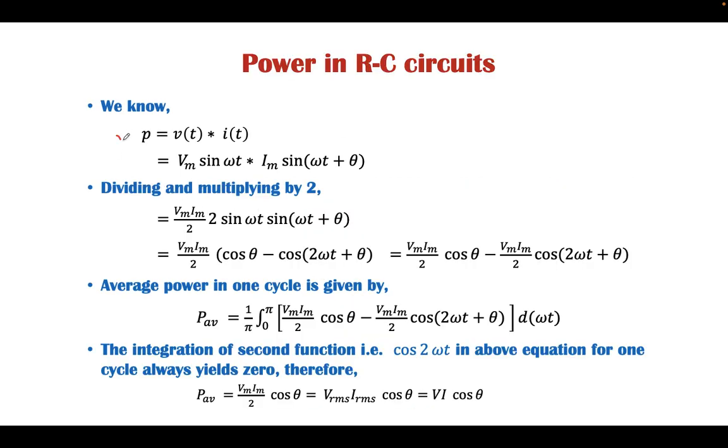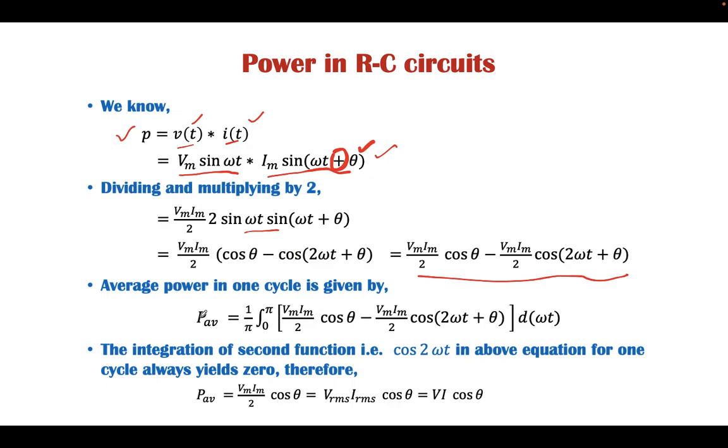Now again calculating the power. Power is nothing but the product of current and voltage. Considering instantaneous voltage and instantaneous current, the instantaneous voltage is Vm sin omega t and the instantaneous current is Im sin(omega t plus theta). Here plus is taken because the current leads the voltage by an angle of theta. In case of an inductor it was minus. Now simplifying this function using a trigonometric identity, the resultant value will be this.